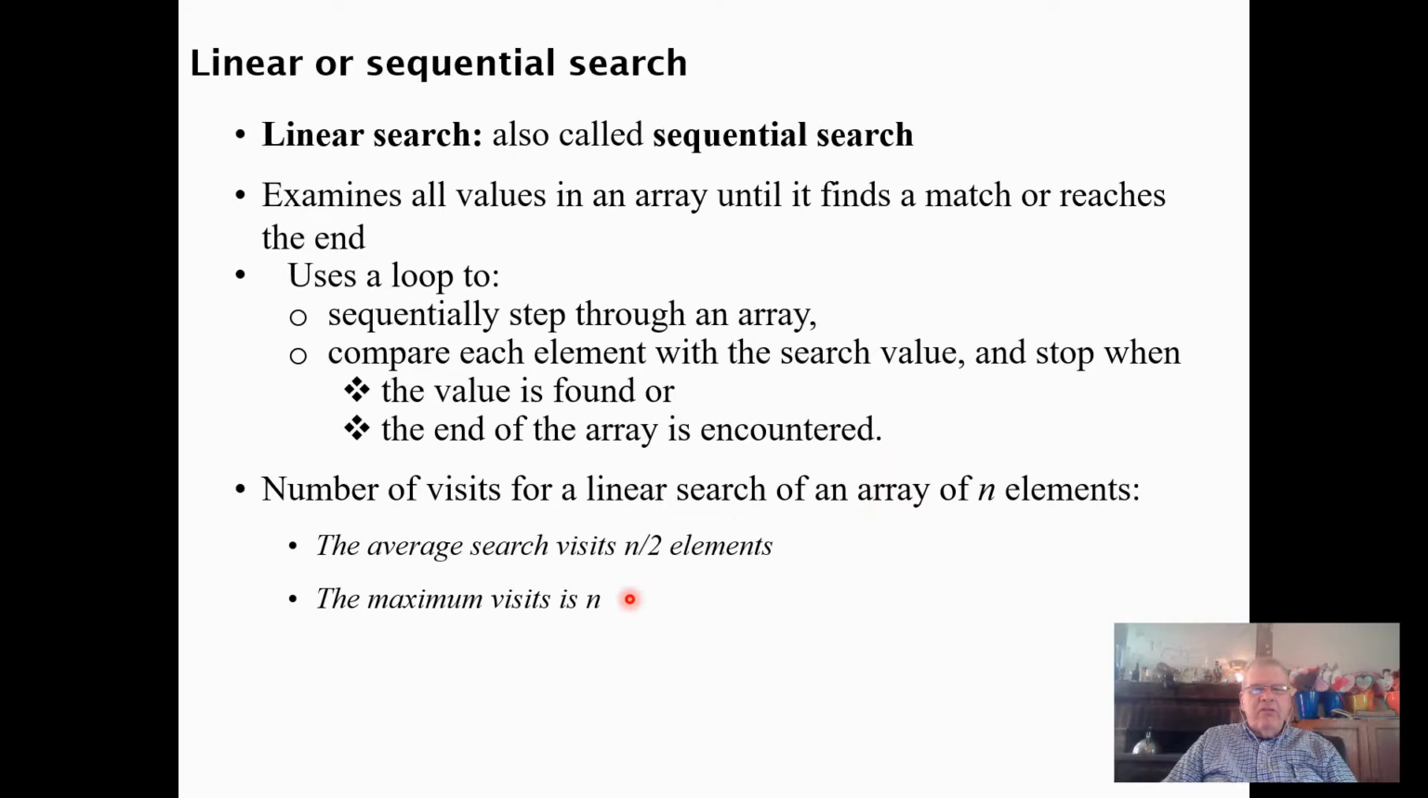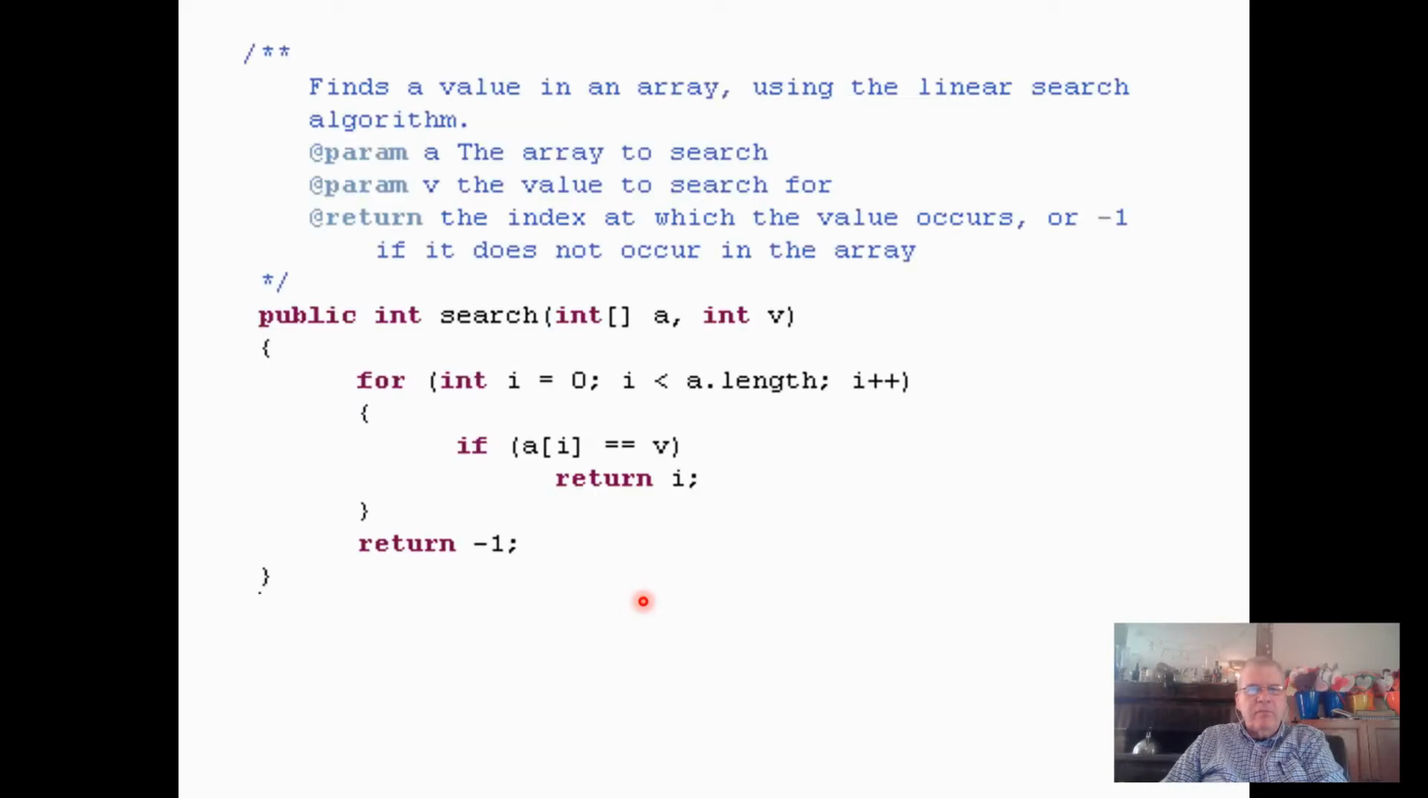So how many visits do you need to take? Well, on average, n over 2, maximum is n. Of course, best case is 1, but that's not really relevant. So this is simple code for sequential search.